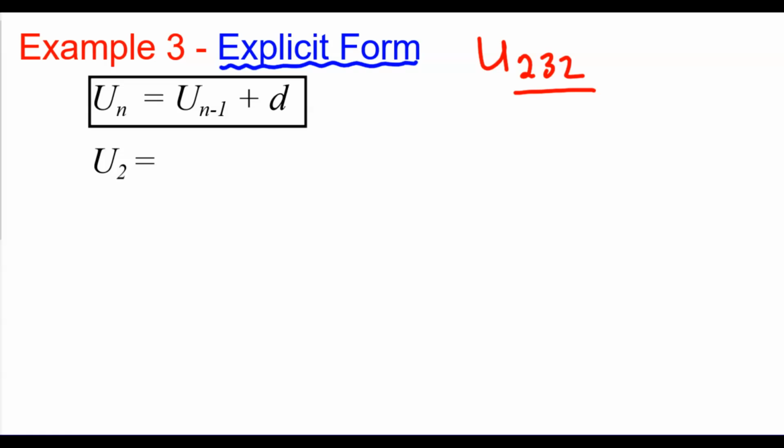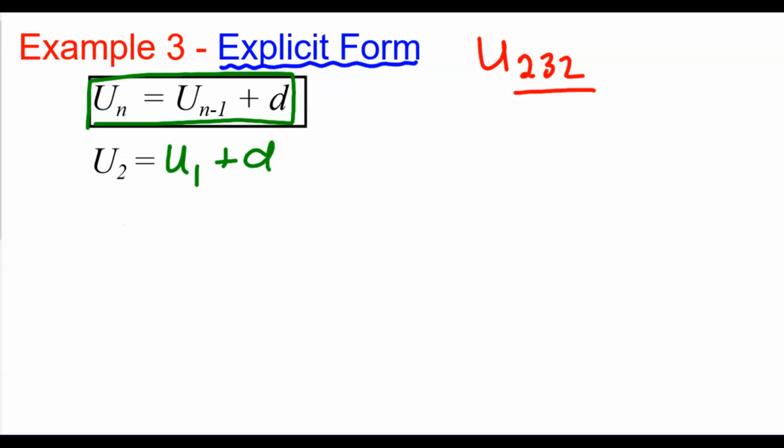So if I'm given the recursive form like this, then I can write out the second term by writing u2 is equal to u to the 2 minus 1. 2 minus 1 is 1 plus d. That's the second term of a recursive or arithmetic sequence.